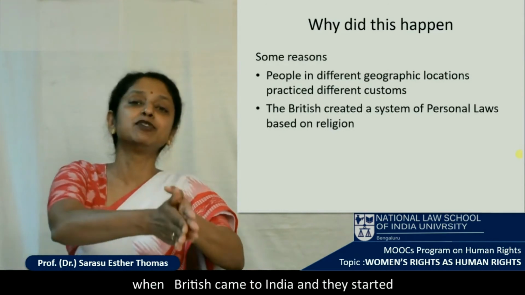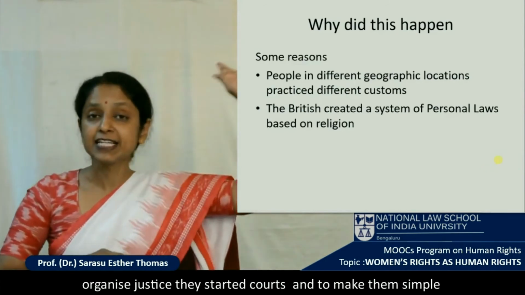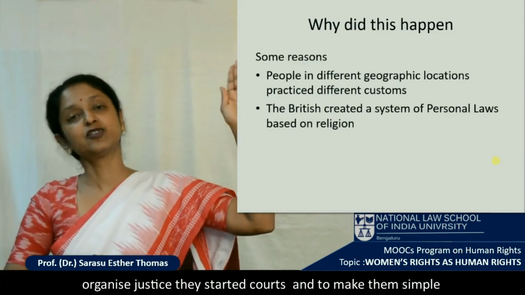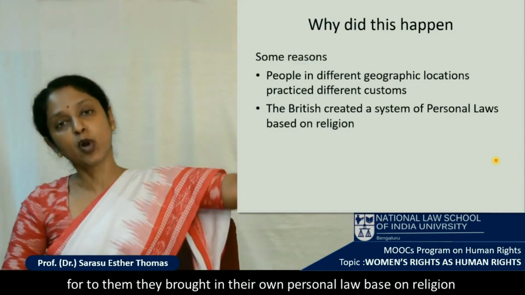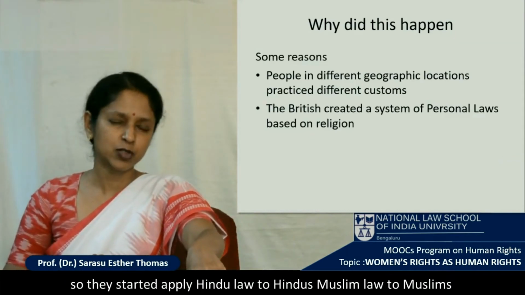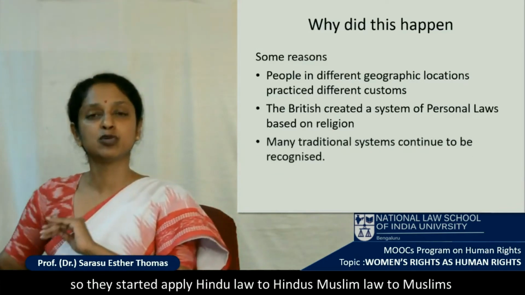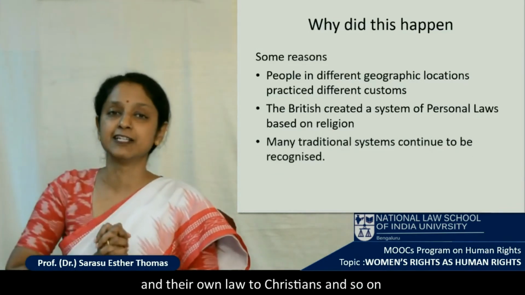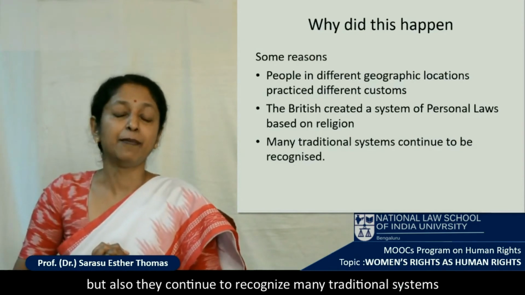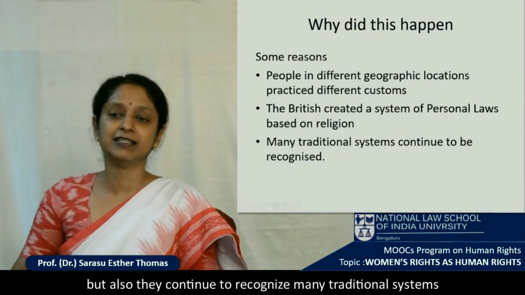But when the British came to India and started administering justice, they set up courts. And to make things simple for them, they brought in their own personal laws based on religion. So they started applying Hindu law to Hindus, Muslim law to Muslims, their own laws to Christians, and so on. But they also continued to recognize many traditional systems.